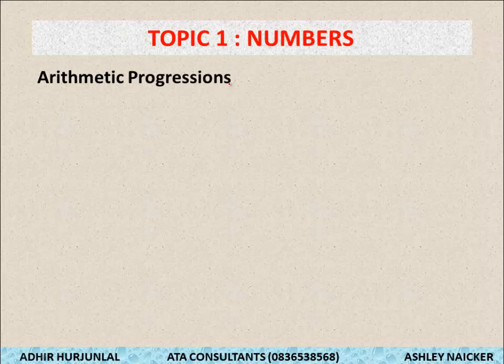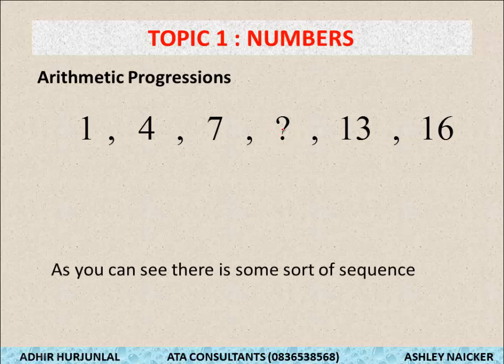Arithmetic progressions. The first thing we need to understand is what an arithmetic progression is. Consider the following sequence of numbers: 1, 4, 7, a blank number here, 13, 16. This sequence of numbers has a specific pattern. It will not take you long to decide what this number should be.